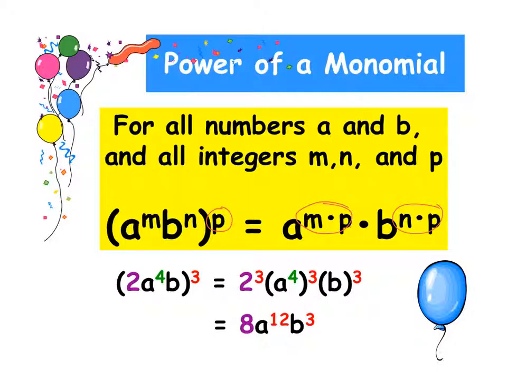So here, an example, I have 2a to the 4th, b, all raised to the 3rd power. So I distribute that 3: 2 to the 3rd power, a to the 4th to the 3rd power, and b to the 3rd power. I raise 2 to the 3rd power, which gives me 8. I multiply my exponents with a, which gives me a to the 12th. And this is a 1 here, so it's 1 times 3, and it's b to the 3rd.